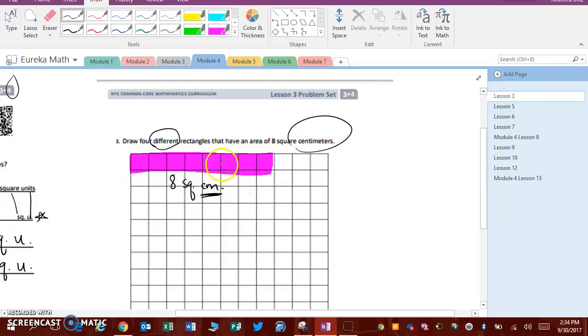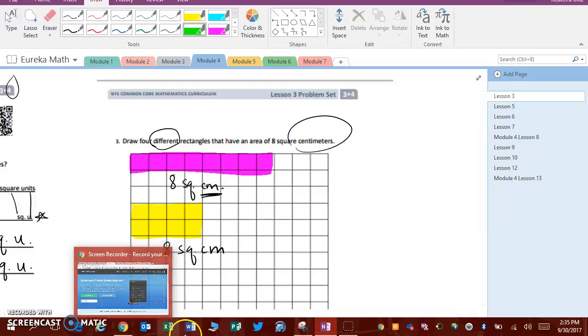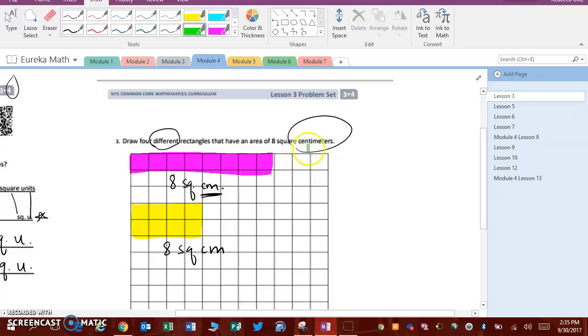So 1, 2, 3, 4, 5, 6, 7, 8. I have to come up with a different one now. Let's see. What if I did 1, 2, 3, 4, and 2 that way? 8 square centimeters, right? If you count it up, 1, 2, 3, 4, 5, 6, 7, 8. Let's do one more. Oh, here's where the commutative property can help you. These are basically arrays, right? We can turn them. So let's turn this one and make it go vertically. So 1, 2, 3, 4, 5, 6, 7, 8. Okay, so I've got my squares, and then I'm going to go back and color them in. You really should double check to make sure you've got the right number of squares filled in. So this is 8 square centimeters. 1, 2, 3, 4, 5, 6, 7, 8.